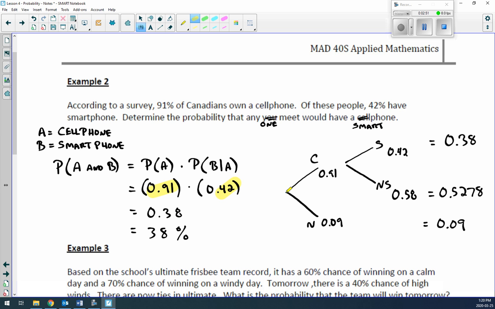So what we have here is cell, no cell, right? Cell, 91%. No cell, 9%, because it has to total up to 100%. Of that cell phone, 42% have a smartphone. Well, how do we figure out this 58? 42 and 58 still have to be 100%. Then all you do is multiply 0.91 times 0.42. That gives us 0.38, and you can even look at the no cell phone branch down here. This is the one we want, 0.38, which is 38%.